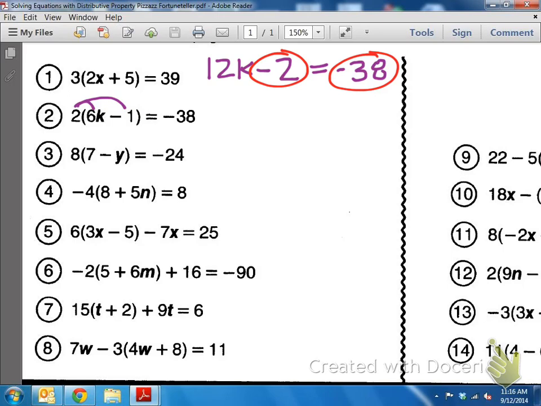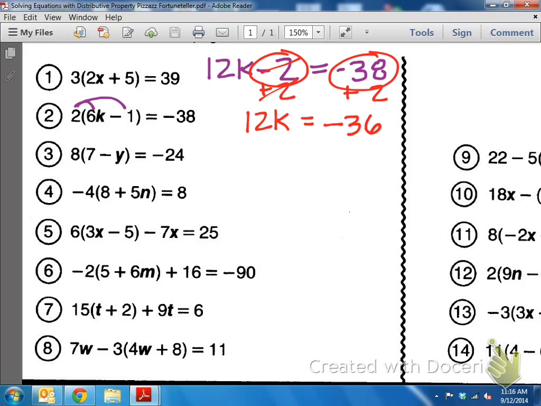So that means when I move negative 2 to the right side, I need to do the opposite, or do the inverse. Because I'm crossing the equal sign, I do the opposite of what it says. So instead of minusing 2, I'm going to add 2 to both sides. The 2's will cancel. I'm left with 12k on the left. On the right, I have negative 38 plus 2. So different signs subtract. So 38 minus 2 is 36. And because 38 is the bigger number, we keep it negative. So 12k equals negative 36.